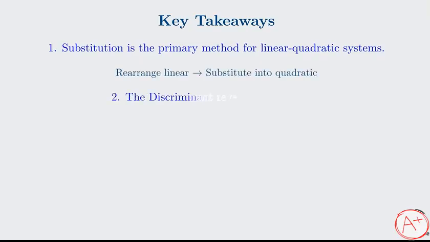The discriminant reveals the geometry. Remember that b squared minus 4ac determines the number of intersections. A positive value means two intersections, 0 means the line is a tangent, and a negative value means no intersection.